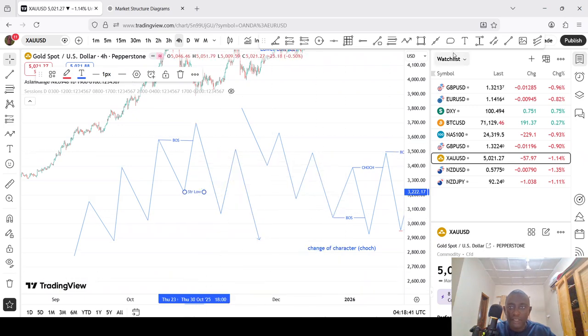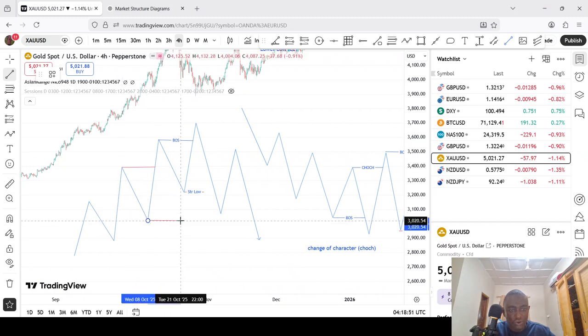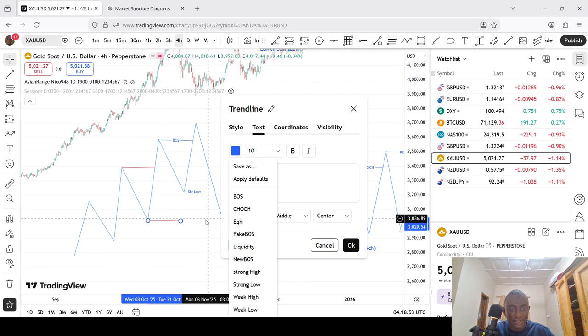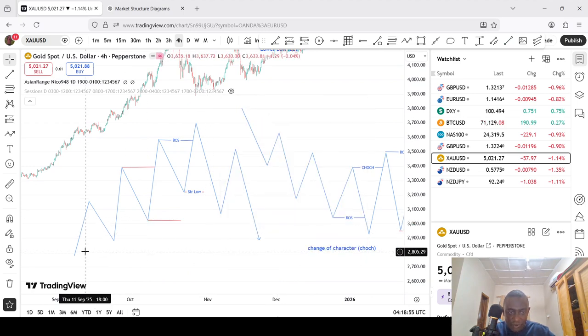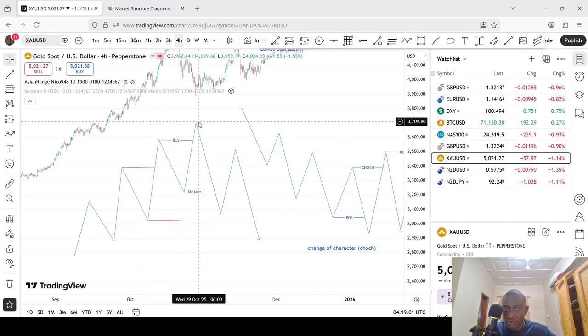The same thing applies to this part too. This one, there was a BOS, you understand, and this was our strong low. You get it? But I said, once price is moving, always take note of the last ones. You just mark the last ones. That is it.